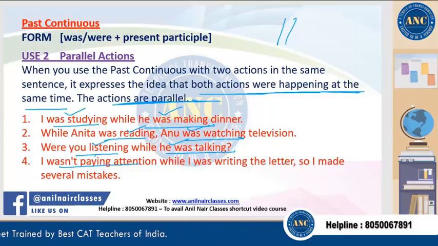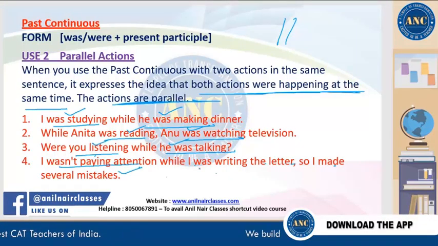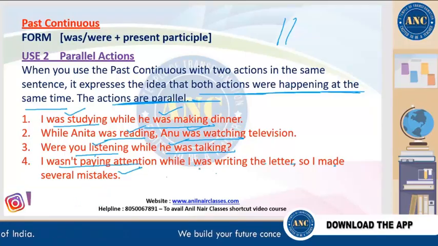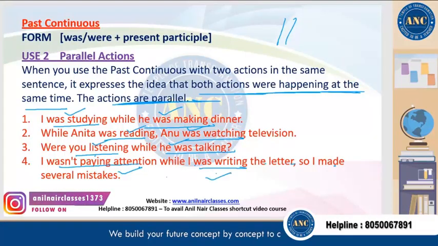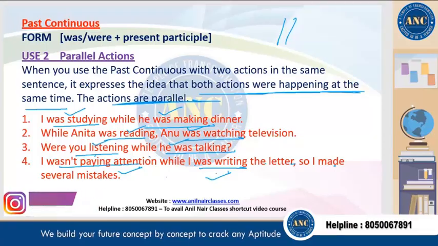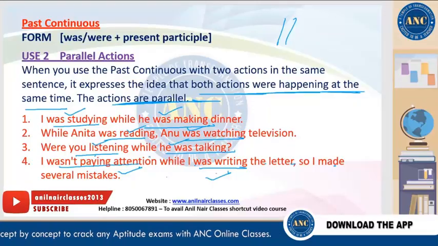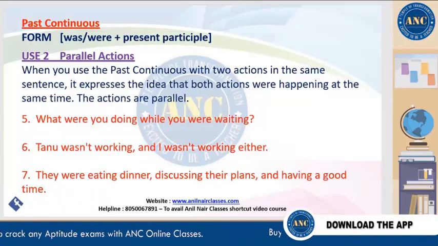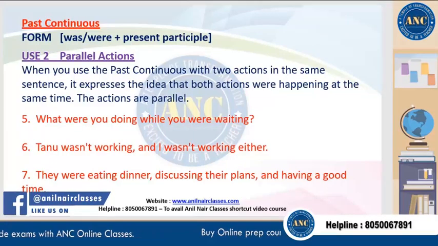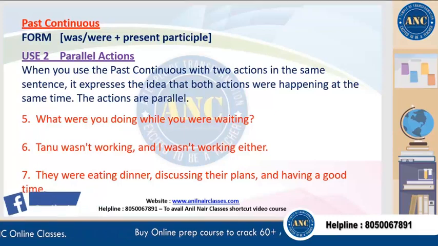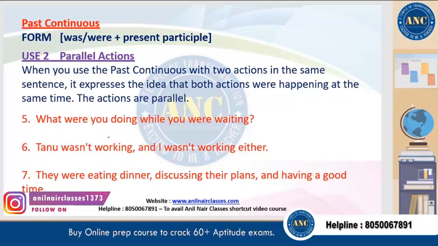So was not paying attention is one action. The second action, at a similar time or the same time, was writing. Clear? So these are the two parallel actions. We will use the past continuous. Now when you use the past continuous with two actions in the same sentence, and both the actions were happening at the same time, they are called parallel.